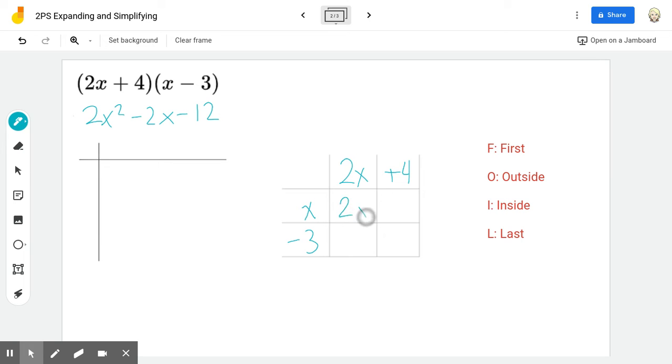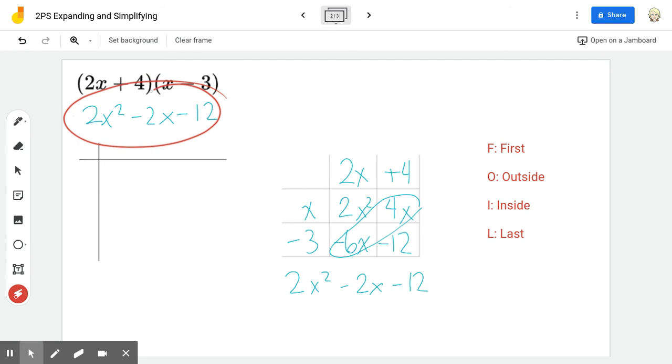2x times x is 2x squared. X times 4 is 4x. Negative 3 times 2x would be negative 6x. And negative 3 times positive 4 would be negative 12. And remember, we get like terms here on the diagonal. So we get 2x squared. And then we have to collect the negative 6x and the positive 4x. So if we start with negative 6 and we go up 4 in the positive direction, we're at negative 2x. And then we have negative 12. And we get the same answer both ways, which is good.